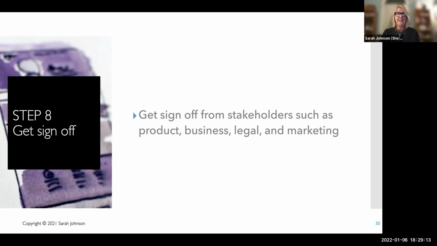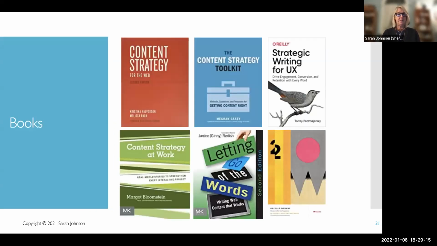The last few slides are just a few resources. I put some books here. I'll give you guys a minute to write them down if you want to. This one in the lower right-hand corner is Writing is Designing, and perhaps you've seen all of these. Give it a minute for you to write some things down.